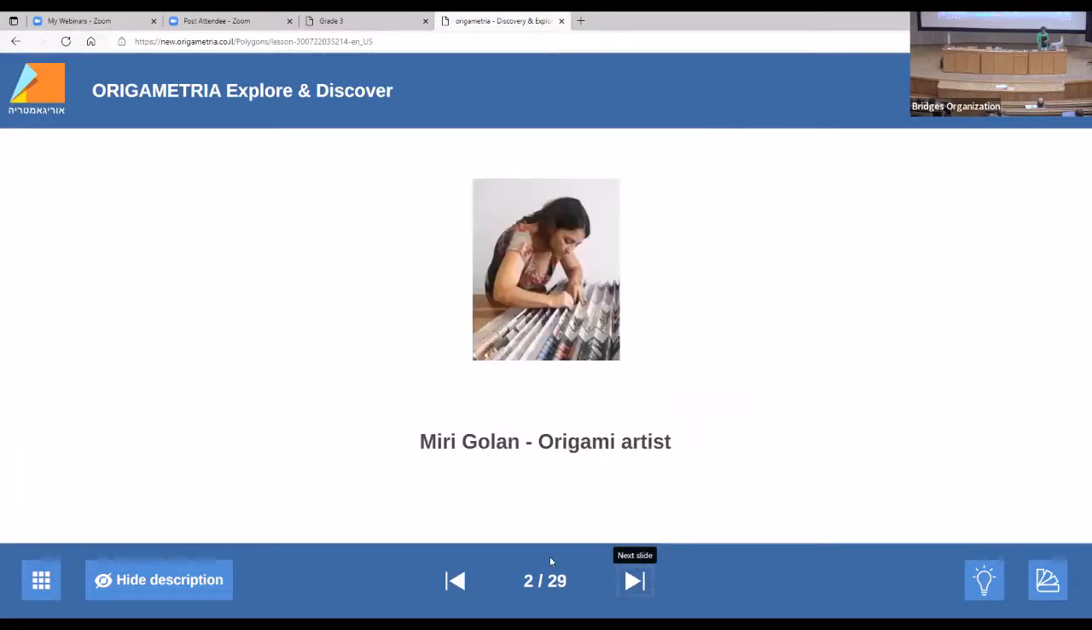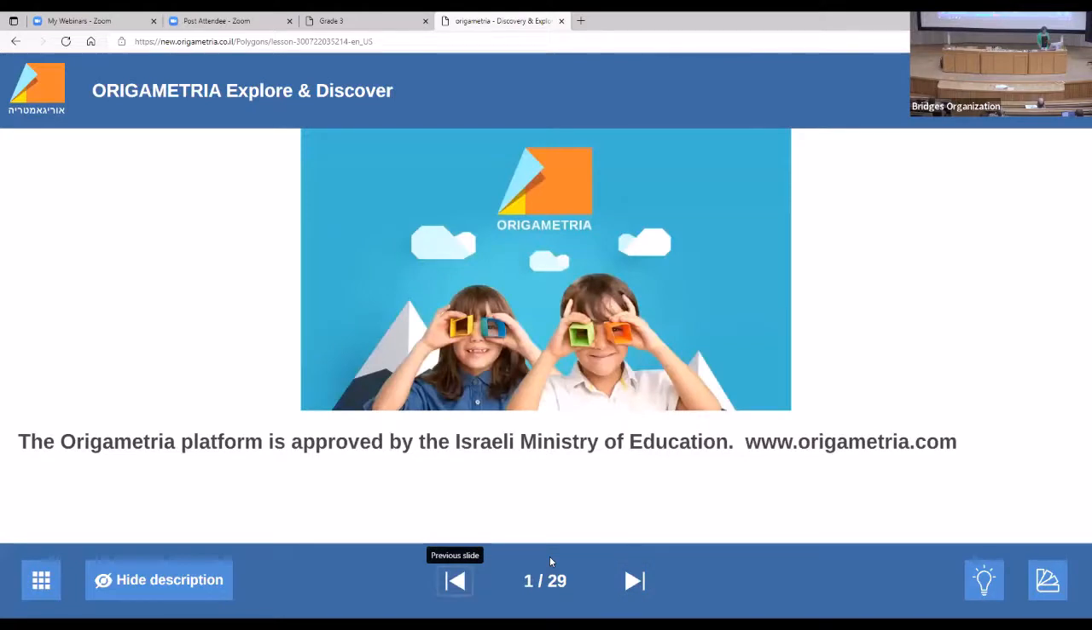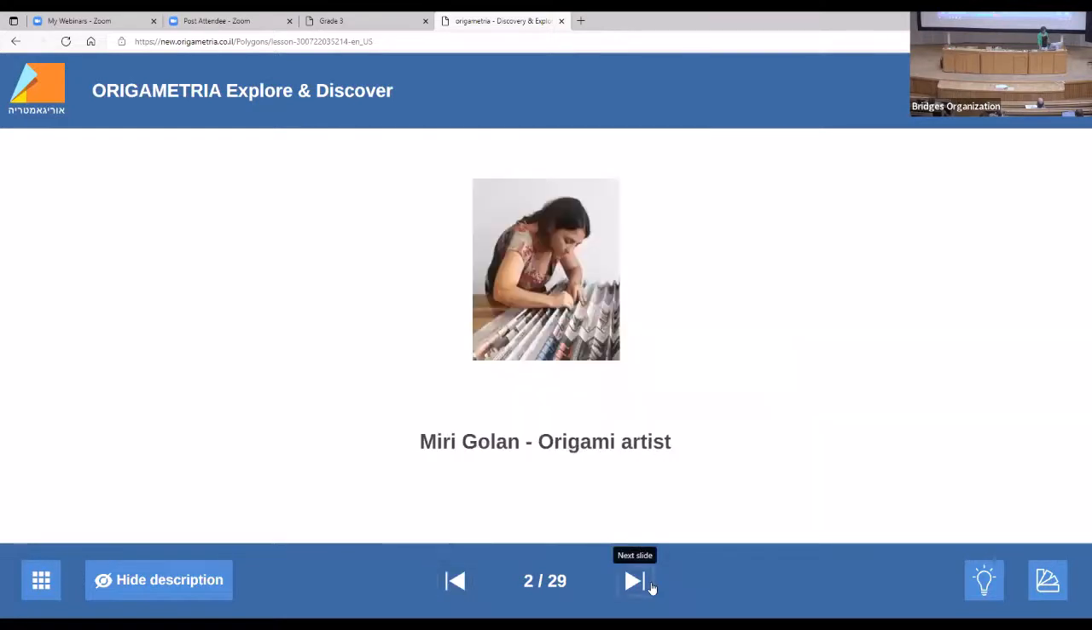If you go online, you don't see this one. You see the old Origametria site. And after 2 or 3 weeks, you get a new one. But the old one is beautiful too, I have to say.